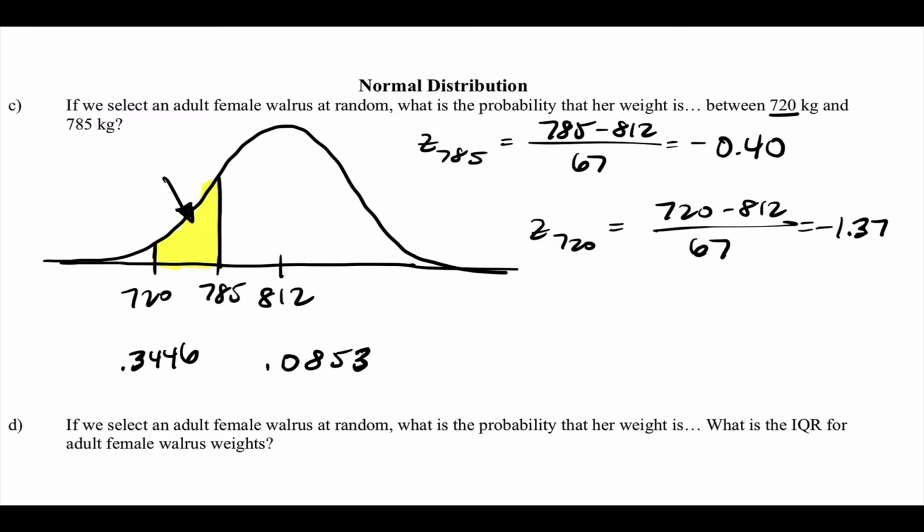Okay. So 0.3446 is the answer if I said less than 785. If I said less than 785, that would be my answer. 0.0853 would be my answer if I said less than 720, right? But that's neither of those. I want the part in the middle. So what am I going to do with both of those? Subtract them. And what do we get when we subtract? 0.2593. That's the part that I want.